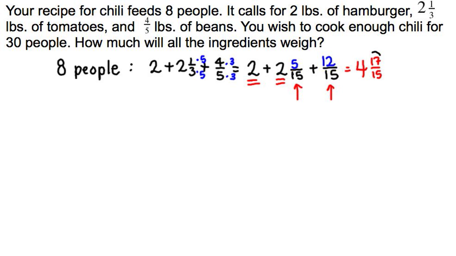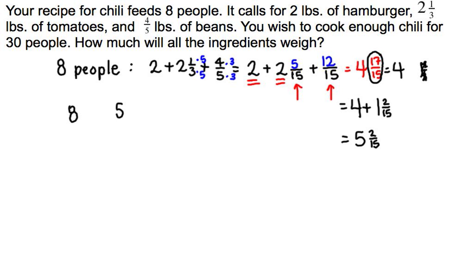17/15ths, you should recognize that that is an improper fraction. 17/15ths is really just 1 and 2/15ths. So I'm going to have to add that 1 and 2/15ths to my already existing 4, and I get 5 and 2/15ths. So for 8 people, my ingredients weigh 5 and 2/15ths.